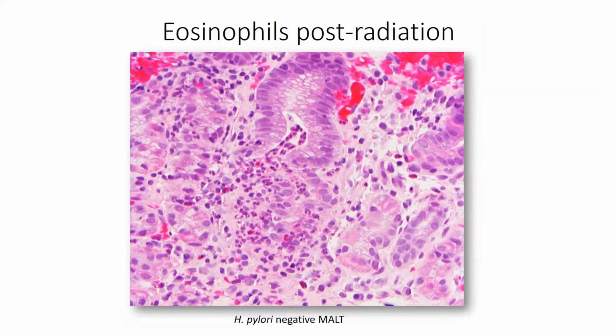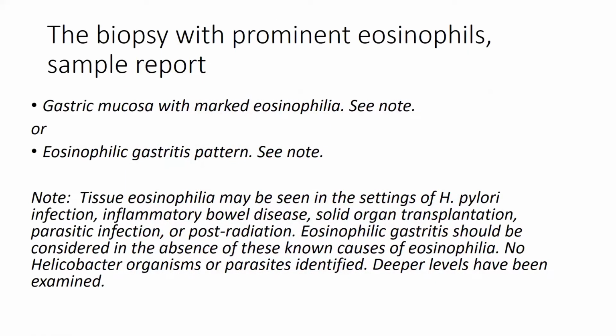a result of radiation. And this patient had received radiation as a result of H. pylori negative MALT. And typically we sign out these cases descriptively, a gastric mucosa with marked eosinophilia, or alternatively you can say eosinophilic gastritis pattern, and then provide a note with the differential diagnosis and also document, especially if there are eosinophilic microabscesses, that we have reviewed deeper levels as these, as I already mentioned, may disclose parasites.